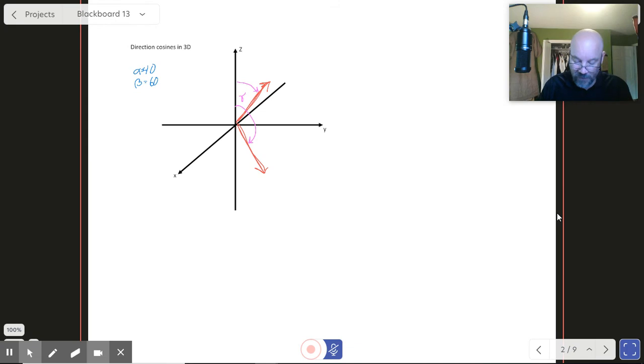And the answer comes from the fact that we can write that cosine squared alpha plus cosine squared beta, okay, in 2 dimensions, that's equal to 1. We saw that already. But in 3 dimensions, if we add cosine squared gamma, then we're in business.